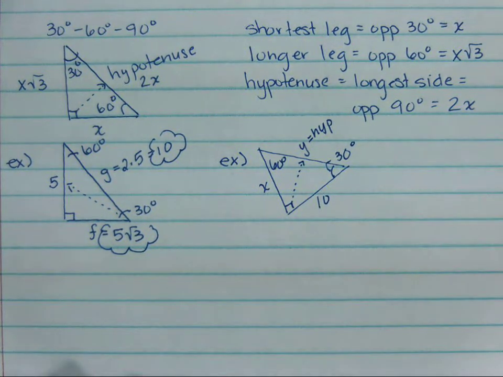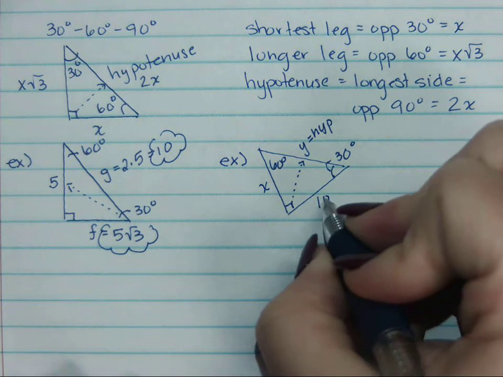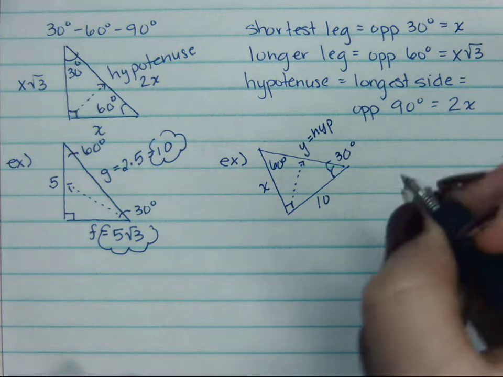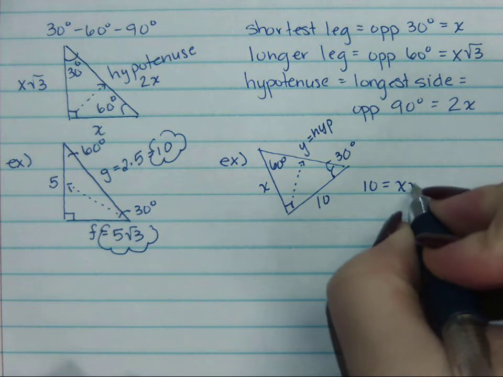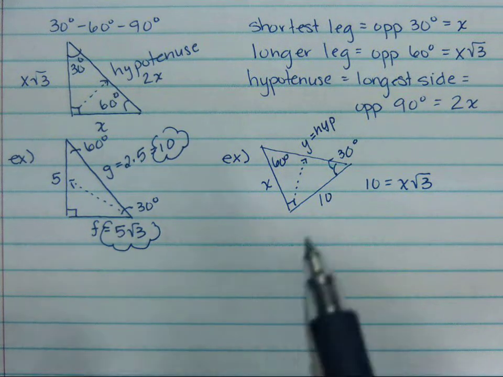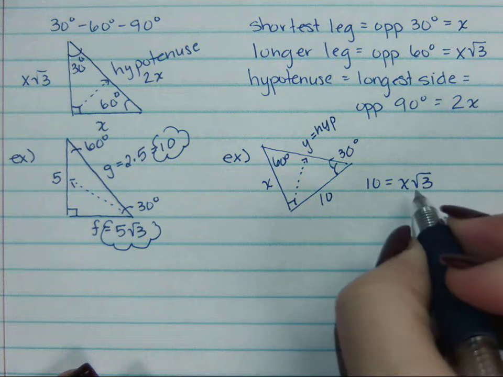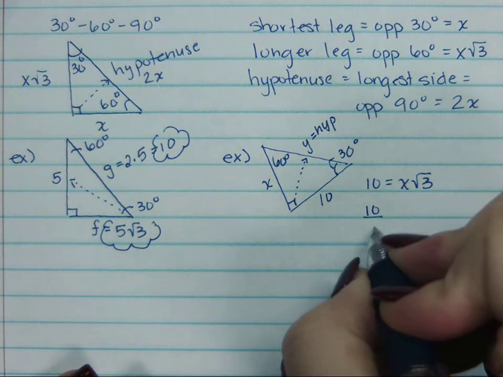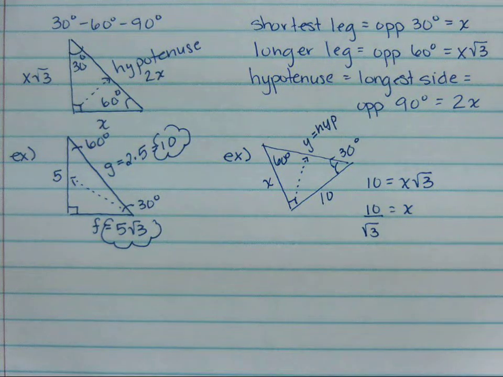So what I have to do here is I have to look at the side that I'm given, which is opposite the 60. And so this value here has the value of 10, but that has x times root 3 as its ratio. And so what I need to do is I need to set that side length equal to the ratio, or the characteristic, so I can solve for x. And so now if I divide by root 3, that means that x is the value of 10 over root 3.